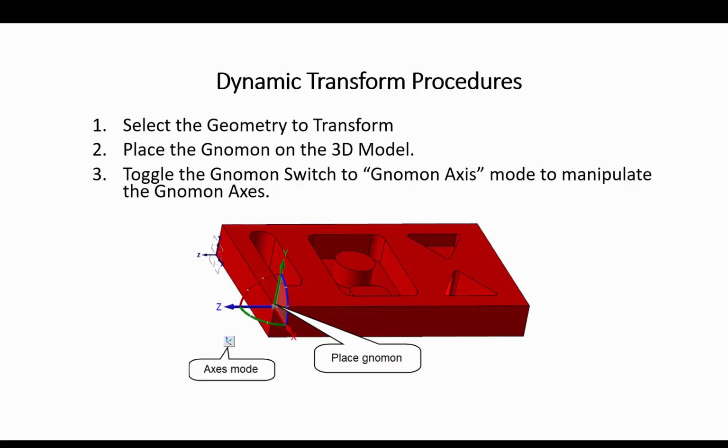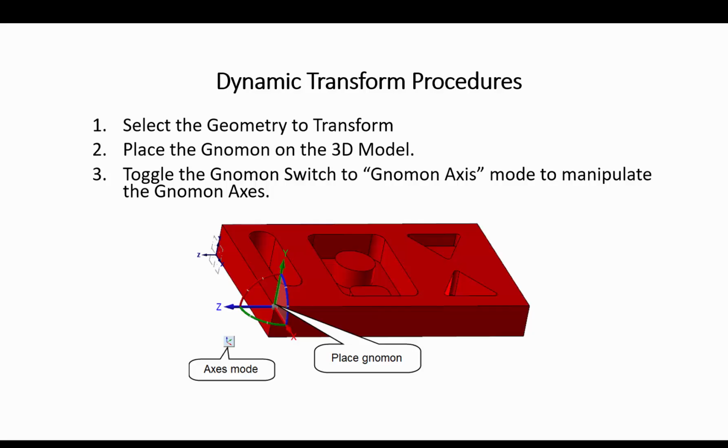The first step is to select the geometry to transform and then to place the gnomon on the 3D model. Usually you place it where you want the origin to be located. Then you need to align the axis to match the CNC machine axis orientation.